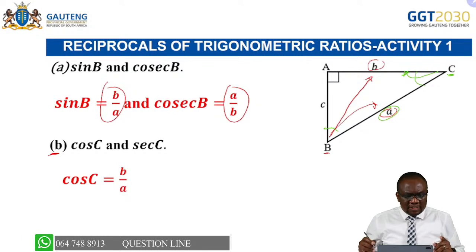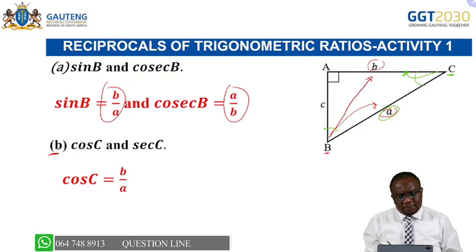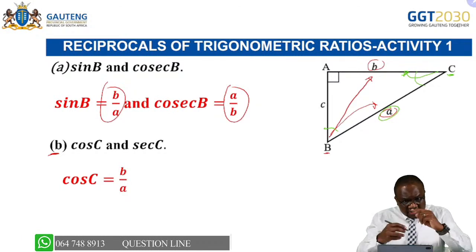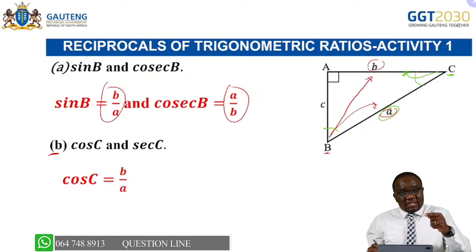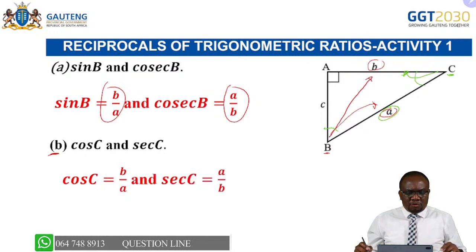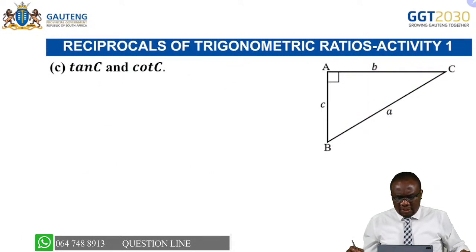What will be sec C? The reciprocal. Cos is adjacent side over hypotenuse side. The reciprocal is going to be hypotenuse side over adjacent side. So it's going to be A over B. Right, let's go to tan C and cot C.